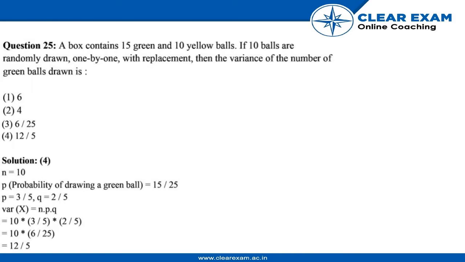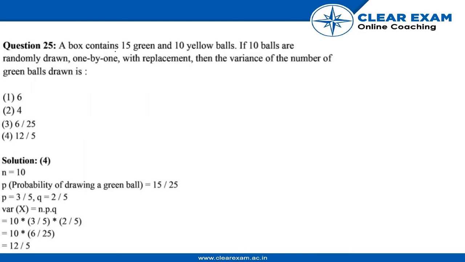Hey guys, now we are going to solve question 25. Let's see what the question states. A box contains 15 green and 10 yellow balls. If 10 balls are randomly drawn one by one with replacement, then the variance of the number of green balls drawn is. So first let's start with the things which are given to us.